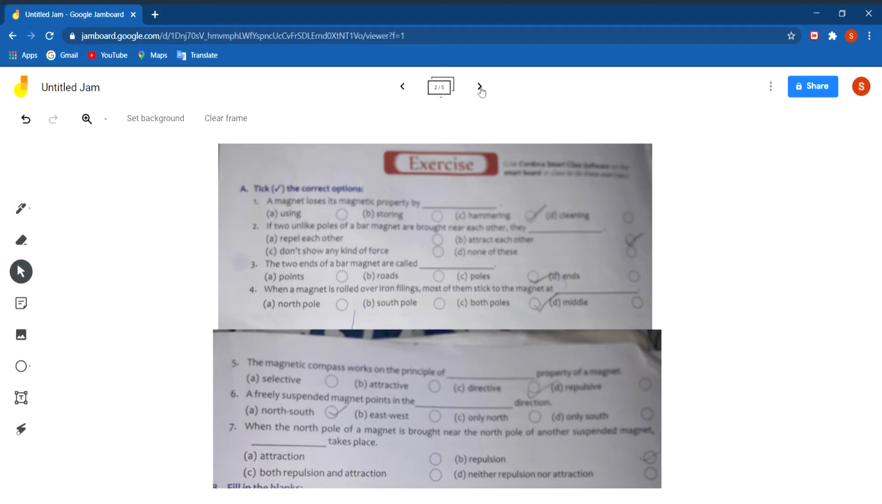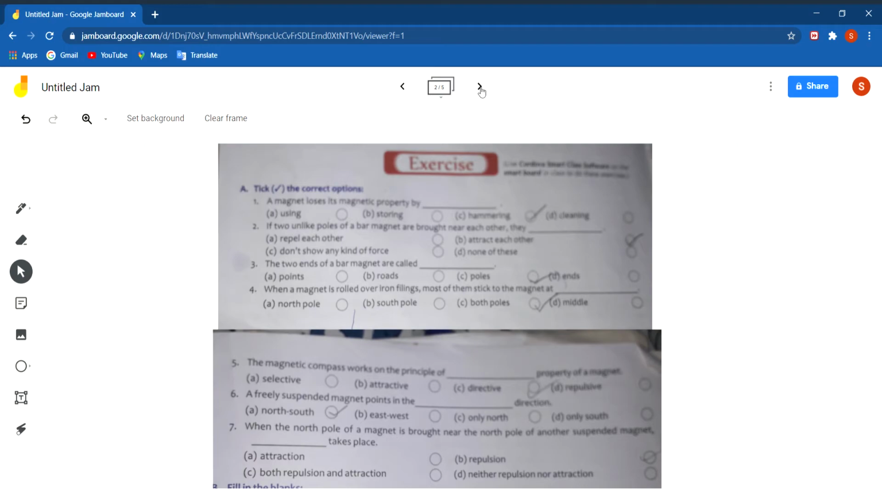When a magnet is rolled over the iron filings, most of them stick to it at both poles, because at poles the magnetic property is strongest. So maximum number will stick at the poles. Then number 5: the magnetic compass works on the principle of dash property of a magnet. So you know magnetic compass is used to tell the direction. So it works on the principle of directive property of a magnet.